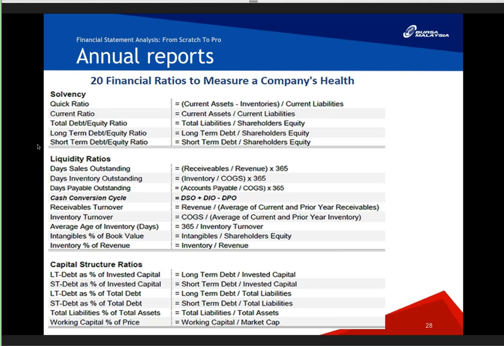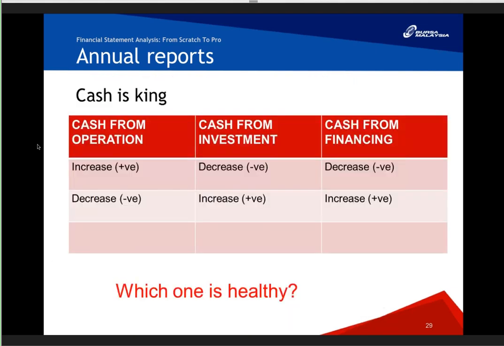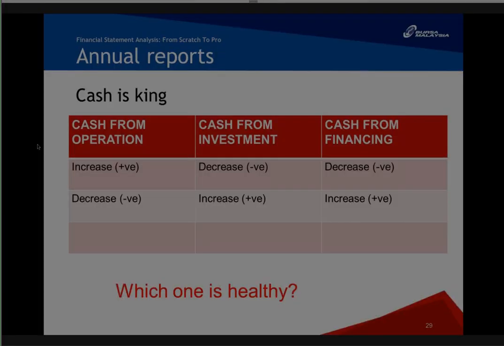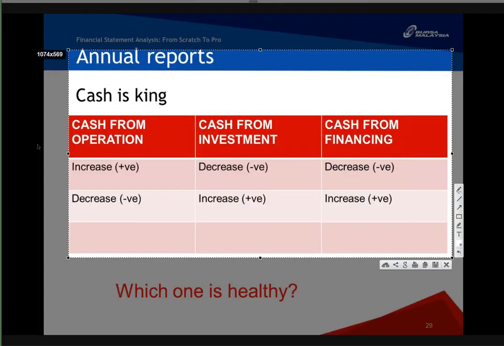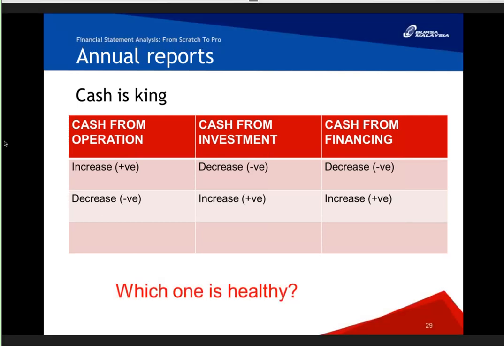Okay, then next we look at cash is king. Just now we mentioned the cash flow statements. You still remember we mentioned the 3 parts in the cash flow statement: the cash flow from operation, the cash flow from investment, and the cash flow from financing. For these 3 categories, sometimes you see the cash flow increase, sometimes the cash flow reduce, right?